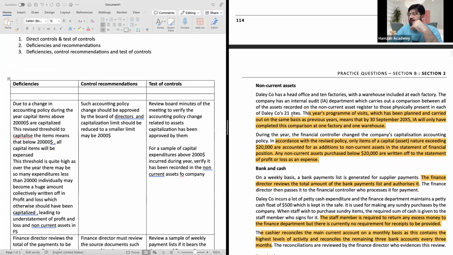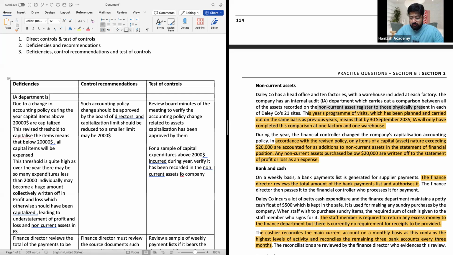So internal audit: the company has 21 sites. They are doing physical verification of physical assets recorded in the non-current asset register to those physically present. This year they will do only 2 sites. It means it will take more than 10 years to complete this program.